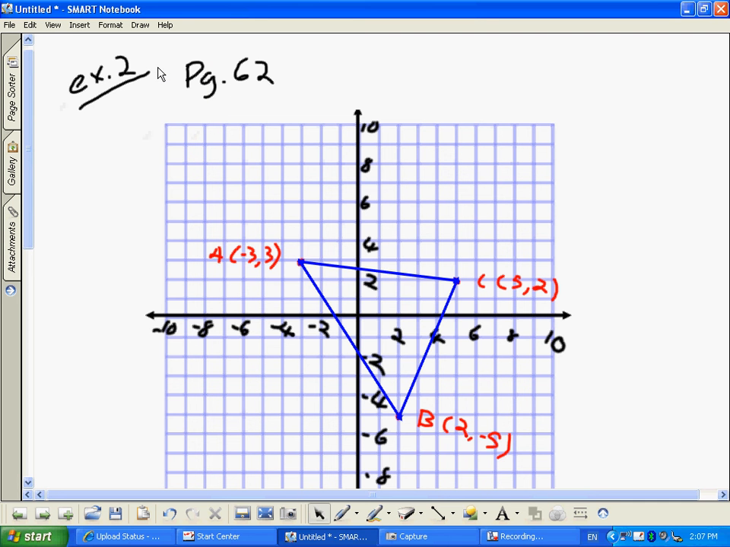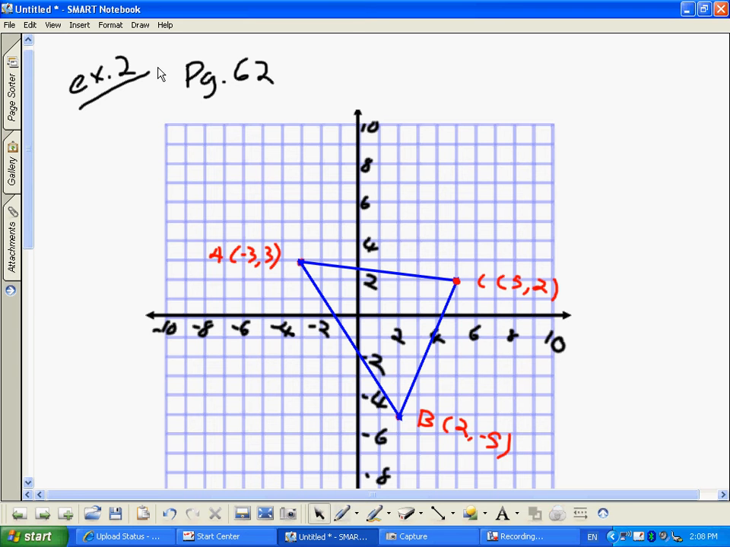What we're going to do is example 2 on page 62. The question says, determine the equation for the median from vertex C. Okay, the median, if you look on the side text, is a line segment joining a vertex of a triangle to the midpoint of the opposite side. Because we're dealing with vertex C, the median is going to create a line from C to the midpoint between A and B.